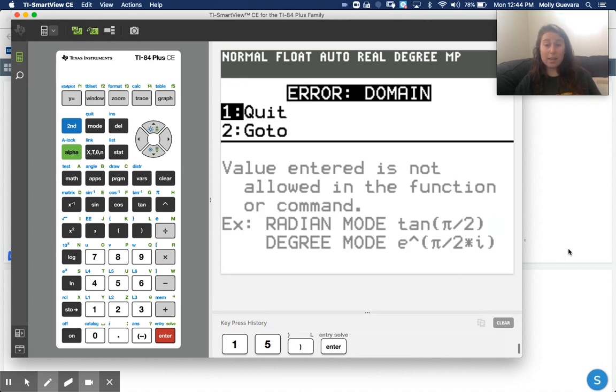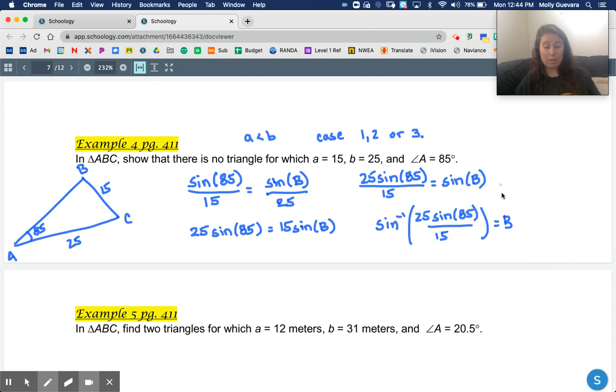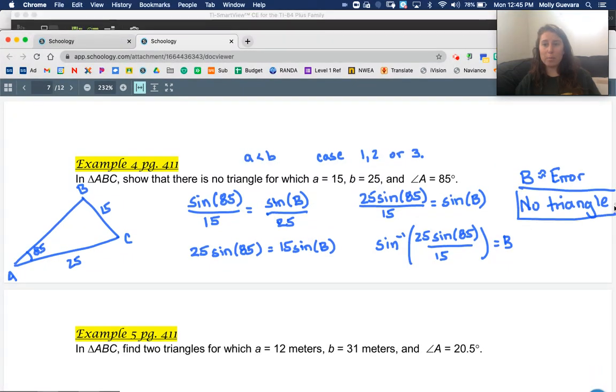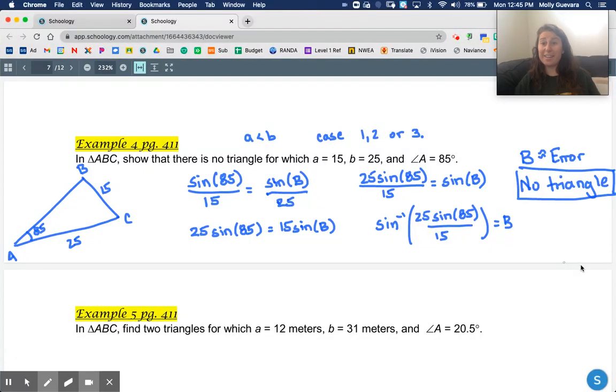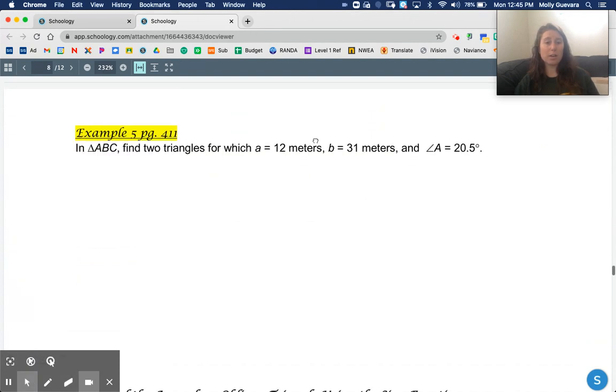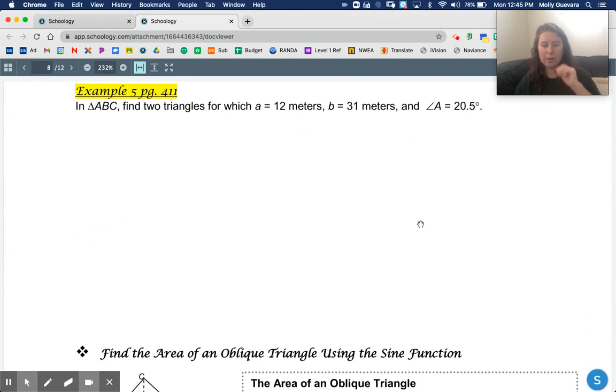So because I get error, it's going to be case 1, right? So I get B, and it says error. So it's going to be case 1 where there's no triangle. So there's no triangle that exists. The lengths don't match up. There's no way that I can draw a triangle with these lengths. Okay, so hopefully that makes sense. We're going to try another one. It's going to be the last one that we try, and then we're going to switch up and do area.